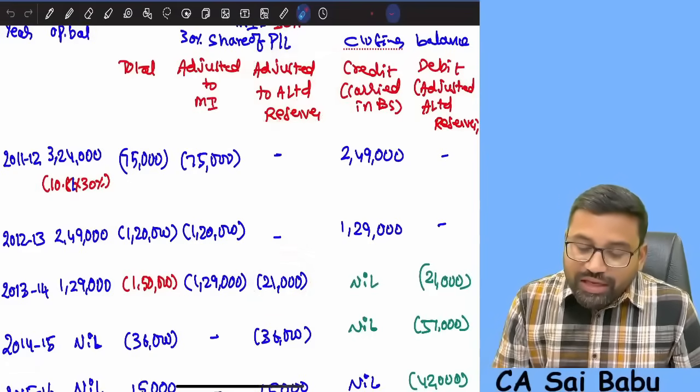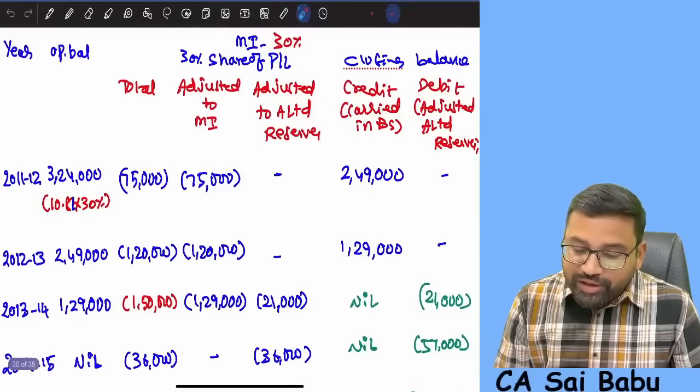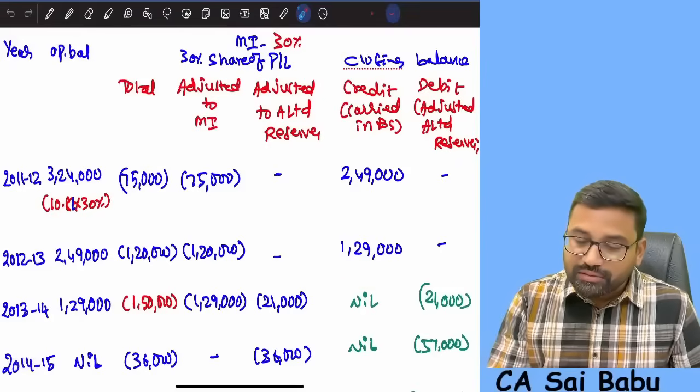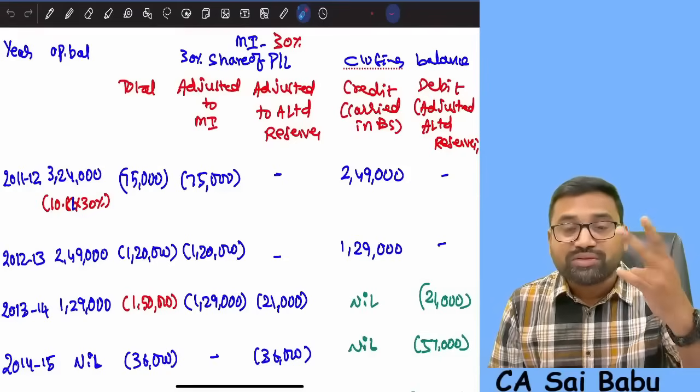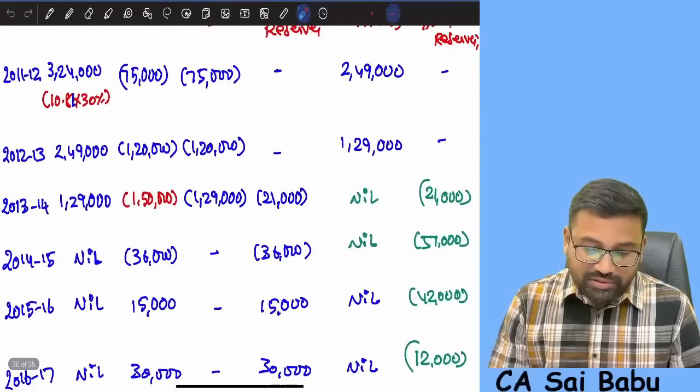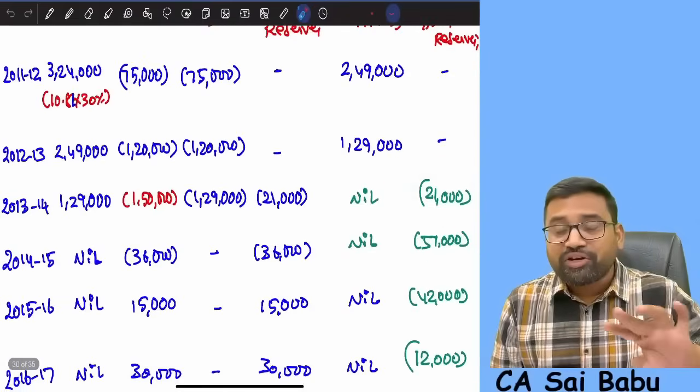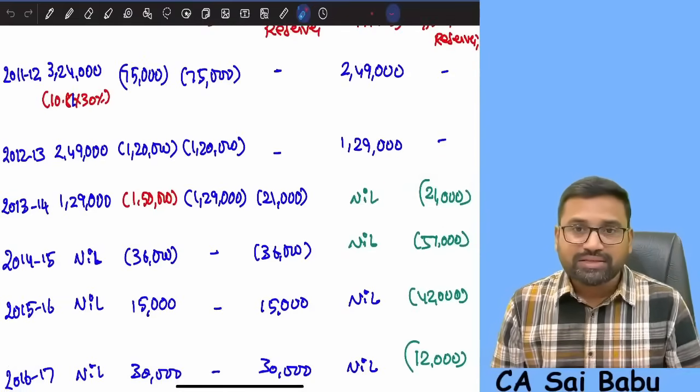So therefore, in the consolidated balance sheet at the end, the minority interest will become negative, and the adjusted reserves of parent company will become 21,000. That means 21,000 will be adjusted to the parent company reserves. That means minority interest can never be shown as debit balance.